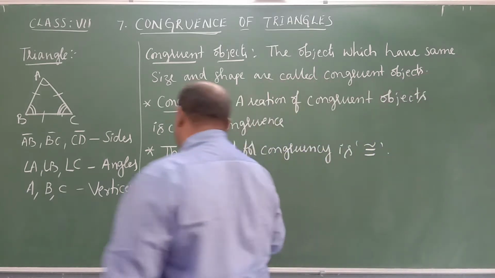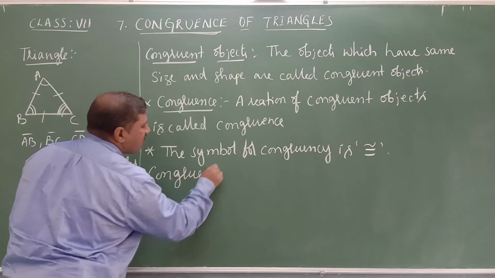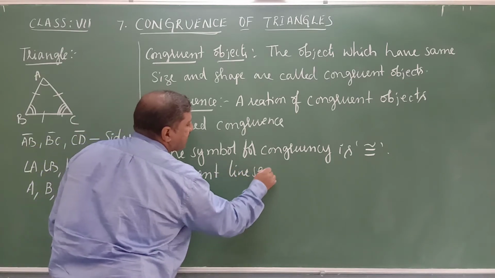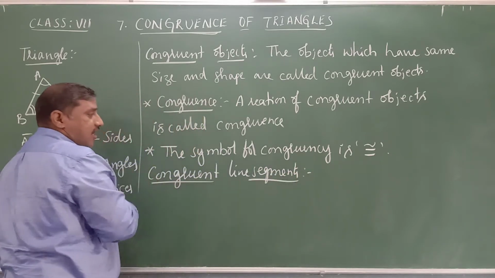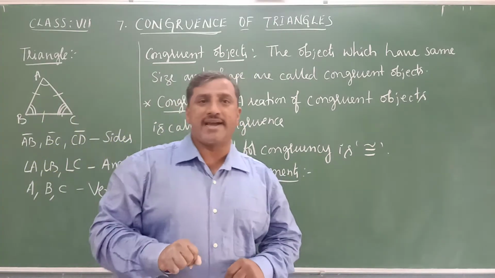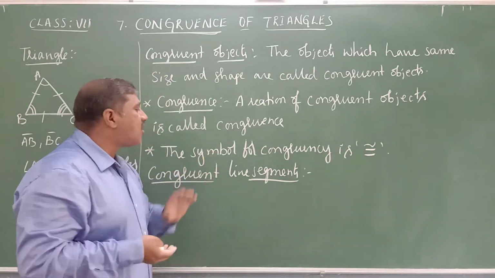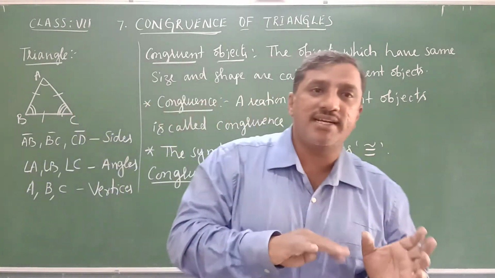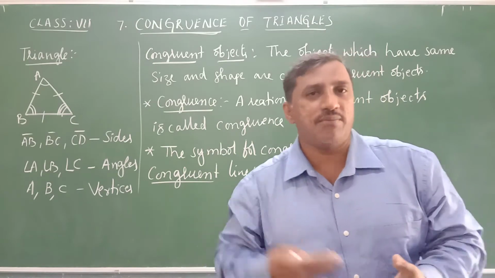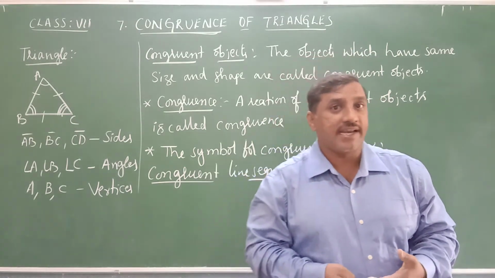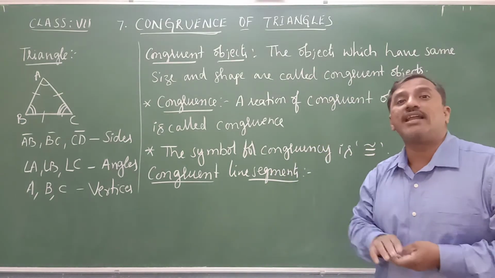Now, congruent line segments. What are line segments? As I told, a part of the line between 2 points is known as a line segment. It has 2 endpoints. Now, what are congruent line segments? Will the shape of the line segments be different? No, they have the same shape. Then in which way are they different? Yes, that is in their lengths, the length of the line segments.